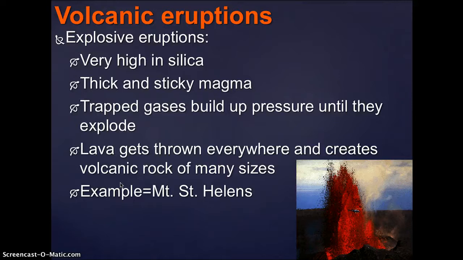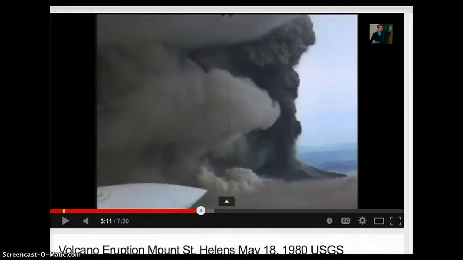Explosive eruptions are very high in silica. The magma is very thick and sticky. In explosive eruptions, the buildup of pressure will eventually explode out, causing lava and volcanic rock to be thrown everywhere. Mount St. Helens is an example of a volcano with an explosive eruption. This is an example of an explosive eruption.